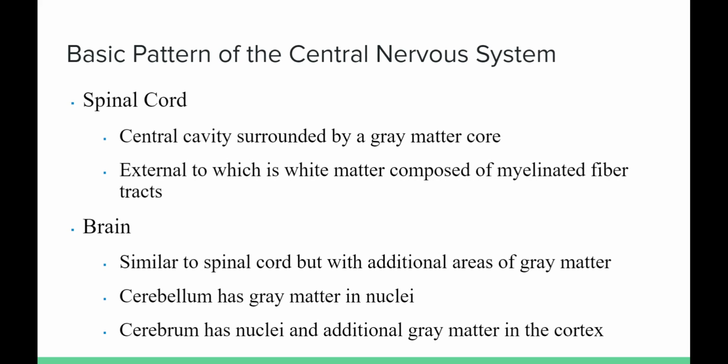Throughout the central nervous system, there's kind of a central cavity, and that's surrounded by a gray matter core, which, remember what we talked about, gray matter versus white matter. External to that gray matter core in the spinal cord, there's white matter, and that's the stuff that's composed of the myelinated fibers. Okay. And that actually continues on into the brain, which I don't think these words explain very well.